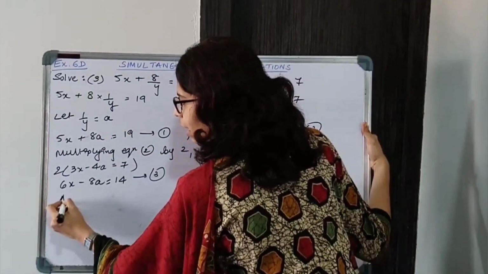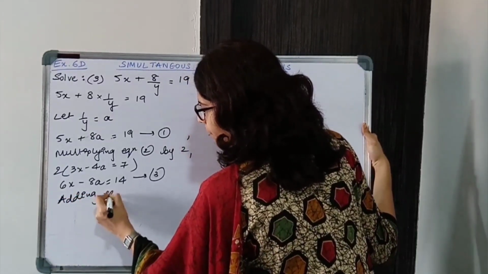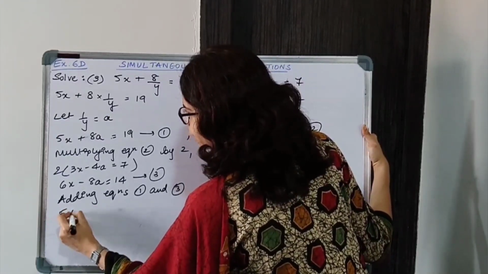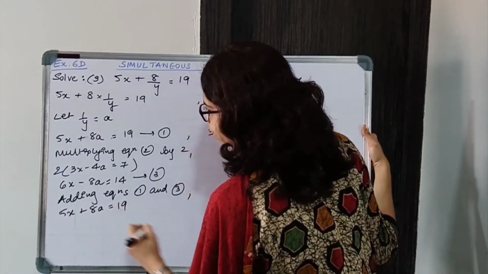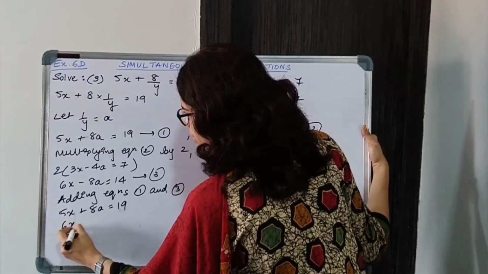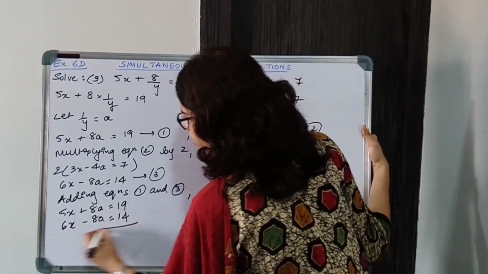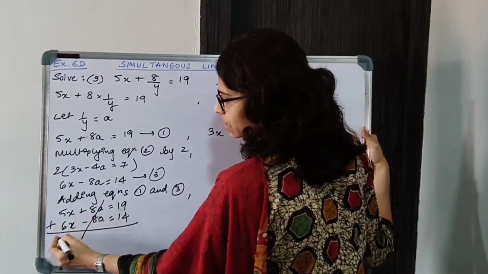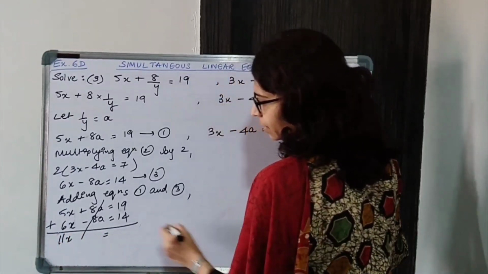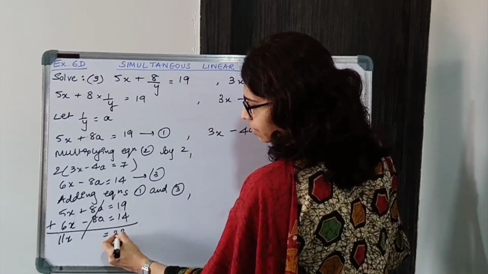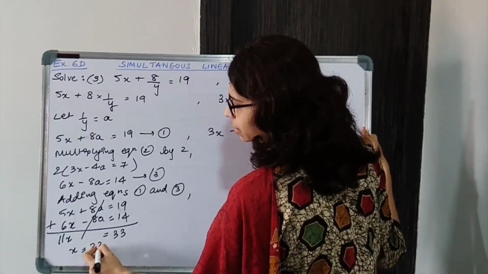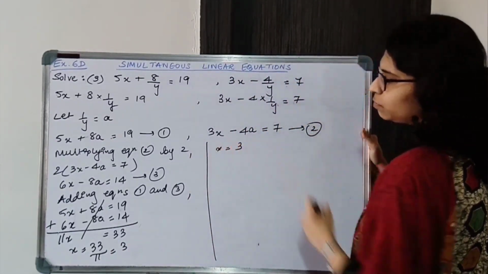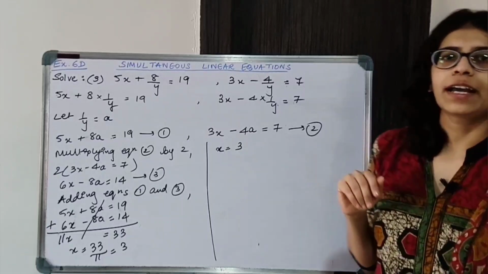Now we'll add the two equations, adding equations 1 and 3. 1 is 5x plus 8a equals 19, and 3 is 6x minus 8a equals 14. This will get cancelled. 5x plus 6x gives 11x, and over here we get 33. So x is 33 upon 11, that is 3. So we got the value of x. Now the value of x we got as 3.